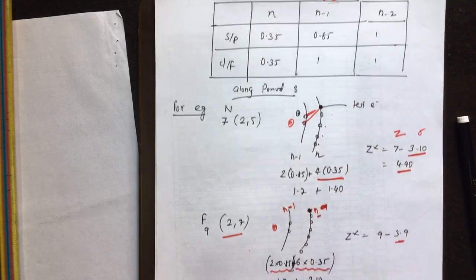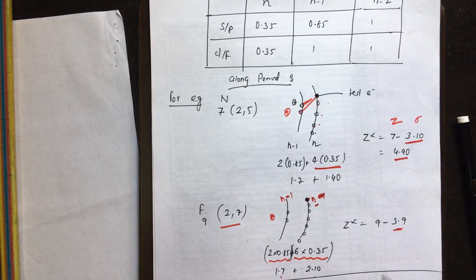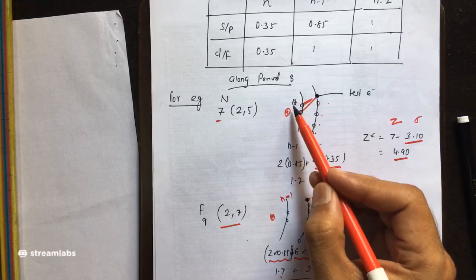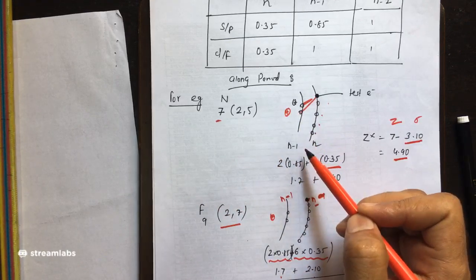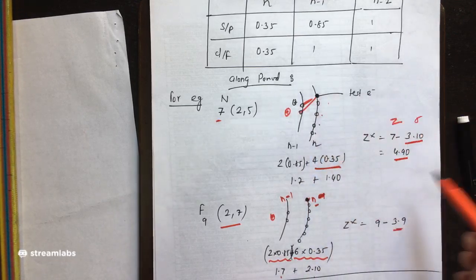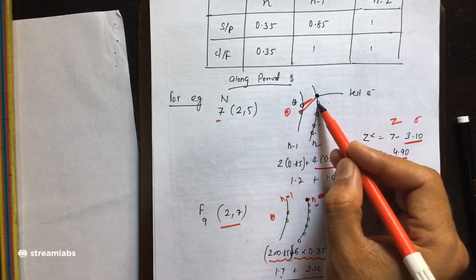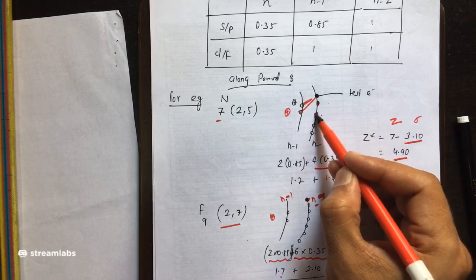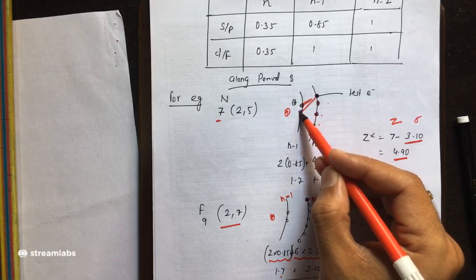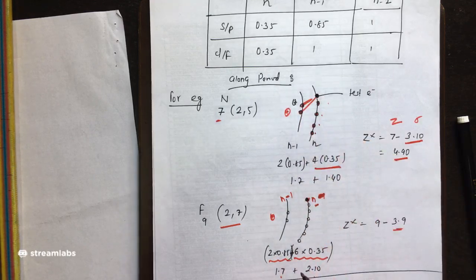Let's come to the calculation. I'm showing you one calculation of nitrogen. The configuration is 7, which is 2 and 5. So this is the nucleus, this is 2 and this is 5. Out of 5 electrons, you can take one electron, this blackened one, as the test electron, and all these red ones which I am marking are the electrons which are repelling this particular electron.